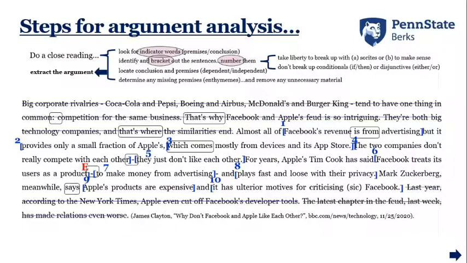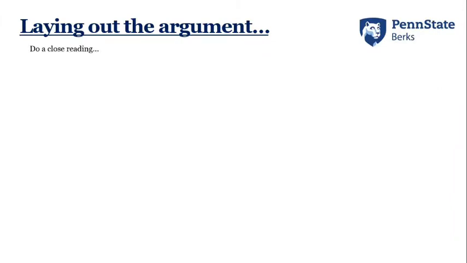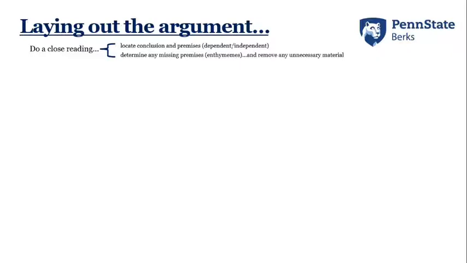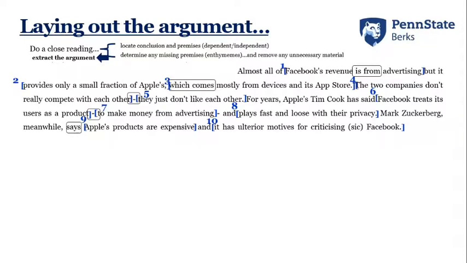So what I'm going to do now is take just the text that I did not cross off, with the indicators circled, brackets and numbers, and I'm just going to push that onto the next screen so we can analyze it a little bit better. But what we're going to do this time is look for the conclusions and the premises, and then we're going to look for any of the missing premises, the enthymemes. And remember, we're trying to extract the argument.